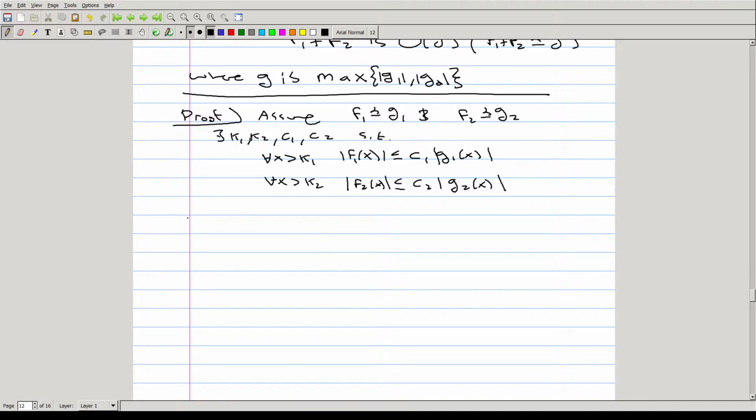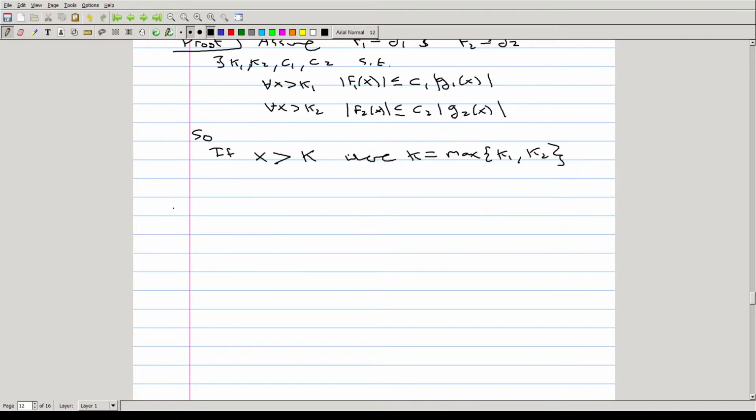And so we have then that if x is greater than k, where k is equal to the maximum of k1, k2, which are guaranteed to exist, we can look at the absolute value of f1 of x plus f2 of x. And we need to bound this absolute value now.